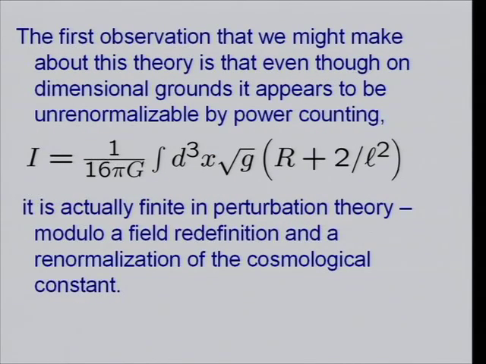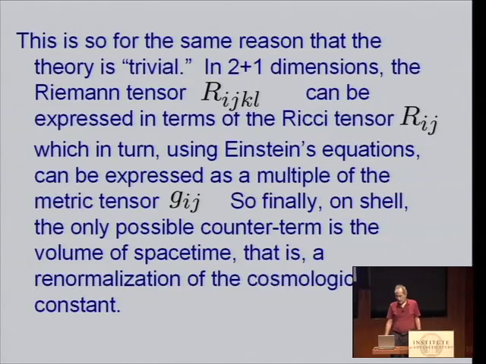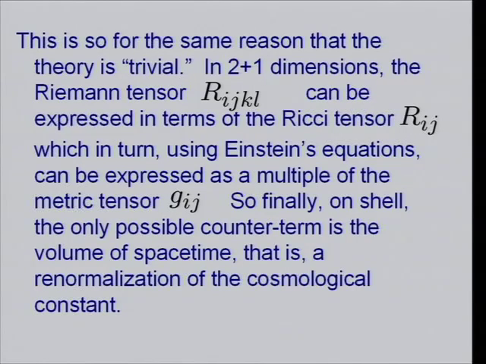Now, the first observation, well, the 0th observation about this theory is that by power counting it's unrenormalizable because Newton's constant has dimensions of length in 3 dimensions, a negative power of mass. So by power counting, this is an unrenormalizable theory. However, in perturbation theory, it's actually finite, modulo field redefinition and a renormalization of the cosmological constant. That's so for the same reason that the theory is trivial. After all, it should feel funny to claim that a trivial theory is unrenormalizable.